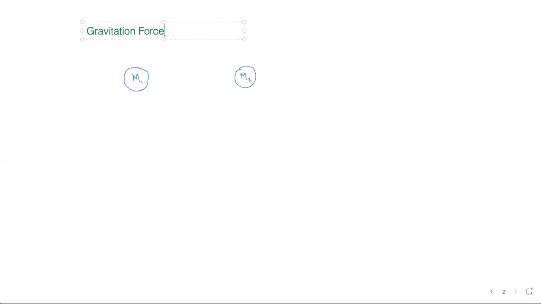Gravitational force. Okay, now what we have are two masses, the mass m1 and mass m2. Between these two masses there is a force of attraction. We know that this force of attraction is directly proportional to the product of the masses of these two objects, meaning that F is proportional to m1 times m2. The second thing is that it is inversely proportional to the square of the distance between these two objects.